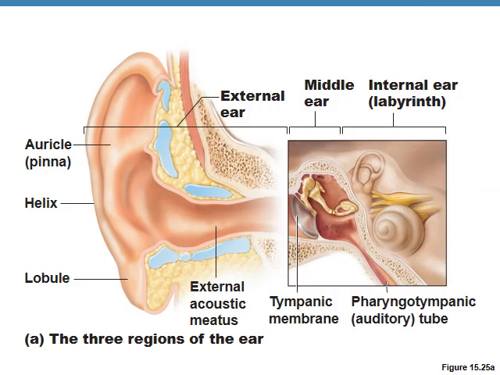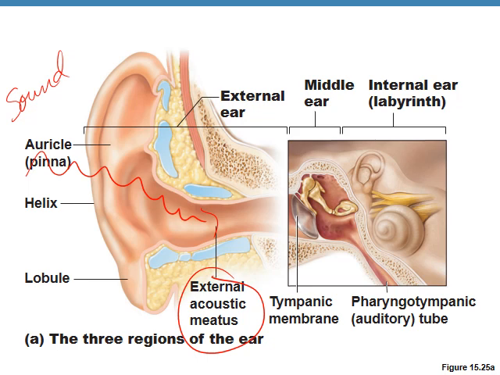Let's make sure we know where we are from outside in. So I have sound waves, and sound waves are being funneled into my external acoustic meatus. Sound waves are causing my tympanic membrane to vibrate, causing my ossicles to vibrate, and those are causing the fluid in the cochlea to vibrate.